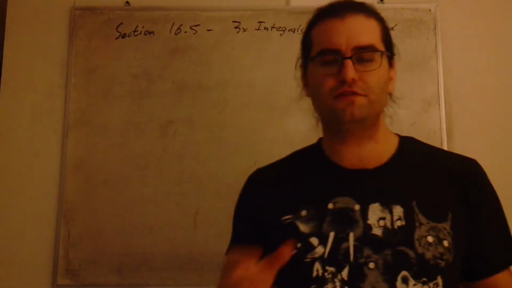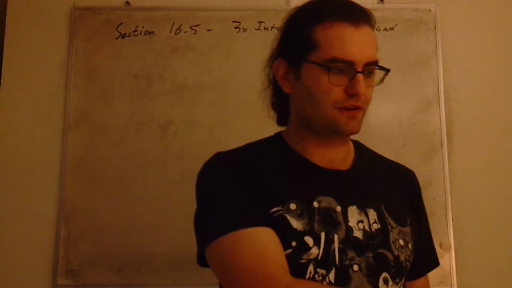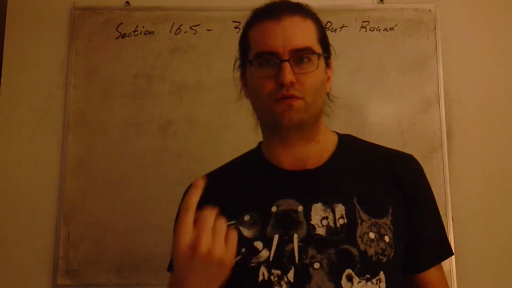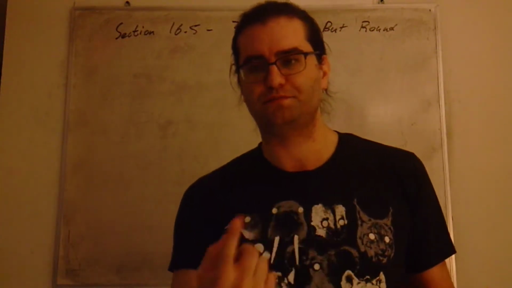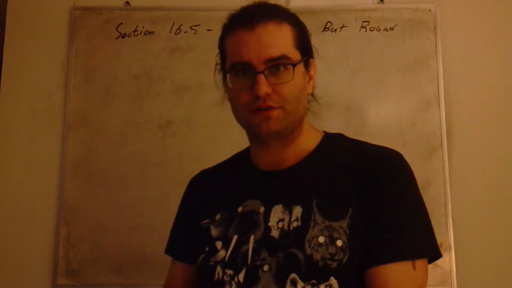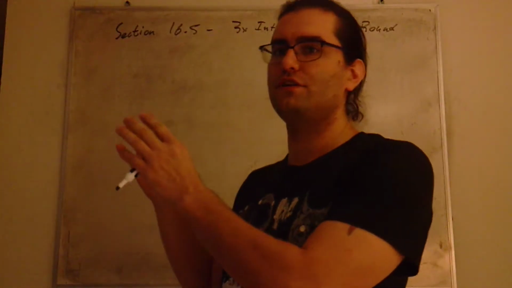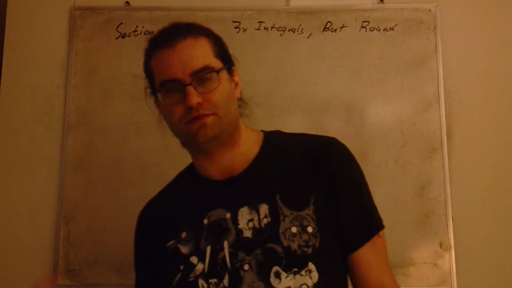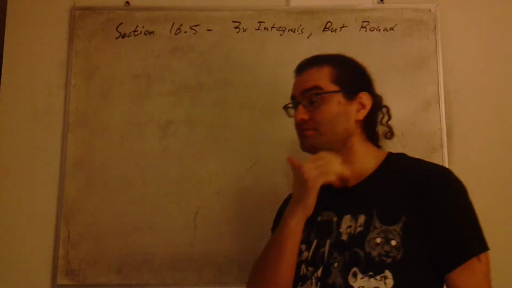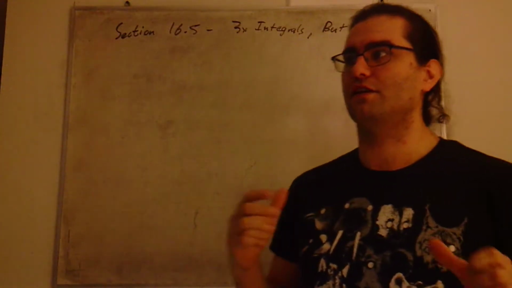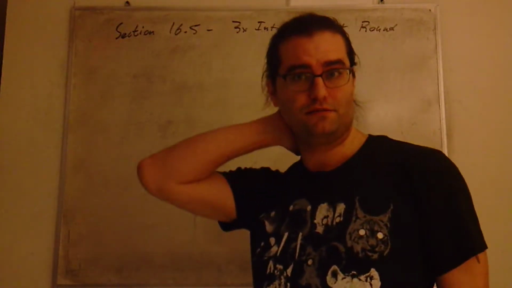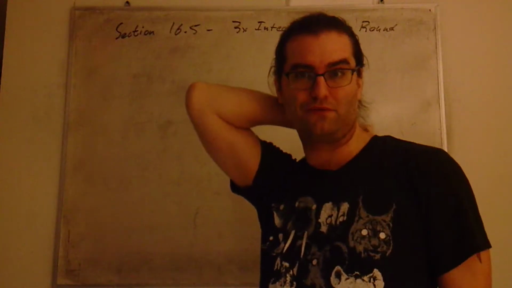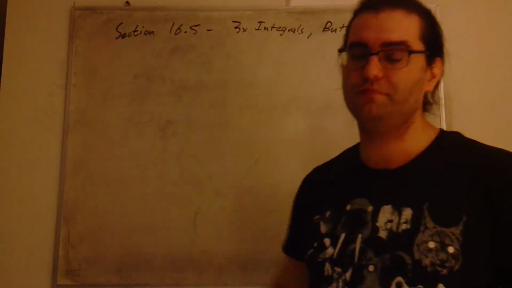So in the first half of chapter 16, we learned about double integrals, and then in 16.3, we learned how to do double integrals in polar coordinates when we had round things. And then we learned triple integrals, and now we're going to do triple integrals in round coordinate systems. So things are going to get a little weird at the end because the round coordinate systems are going to get a little goofy.